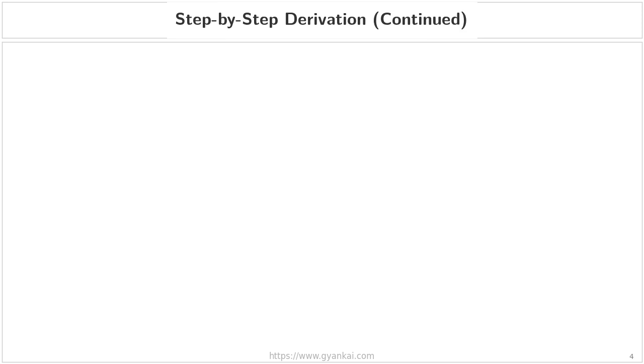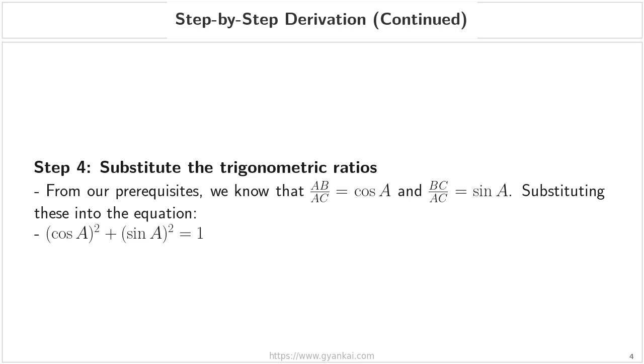Step-by-step derivation continued. Step 4. Substitute the trigonometric ratios. If you recall from our prerequisite slide, we established that the ratio of the adjacent side to the hypotenuse, which is AB over AC, is equal to cosine of A. Similarly, the ratio of the opposite side to the hypotenuse, or BC over AC, is equal to sine of A. Now we simply substitute these ratios back into our equation from step 3. When we replace AB over AC with cosine of A and BC over AC with sine of A, our equation becomes cosine of A all squared plus sine of A all squared equals 1.